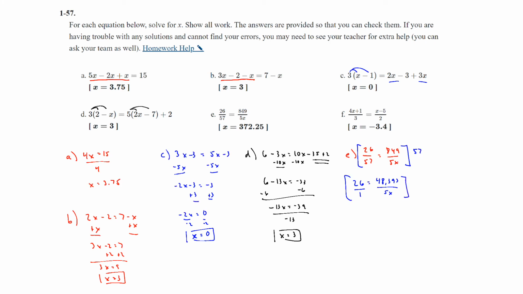And then I will now multiply by the 5x to both of them. So I get 130x. Now this 5x just cancels, so that stays at 48,393. And then divide both sides by 130. And so x is approximately, we get a decimal that goes on for a while, so 372.25.